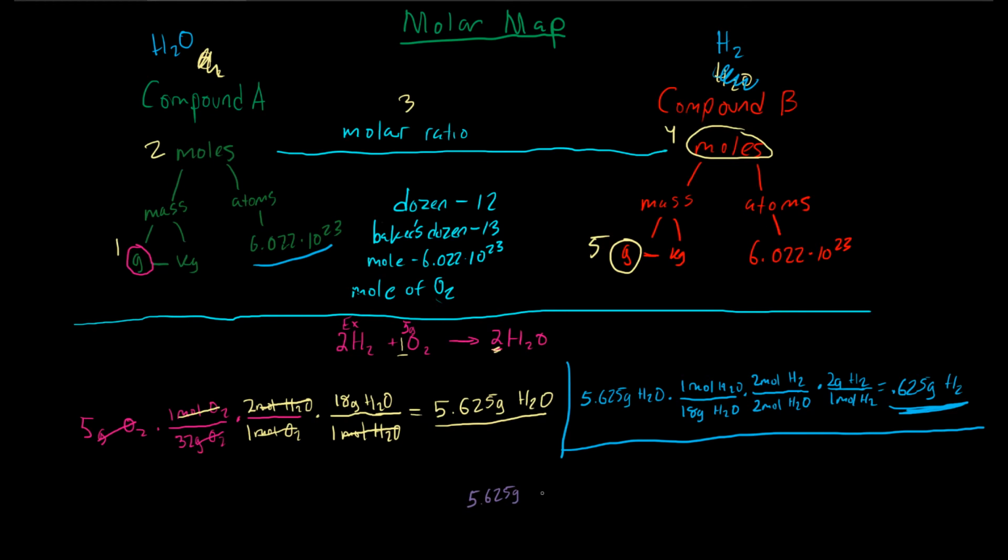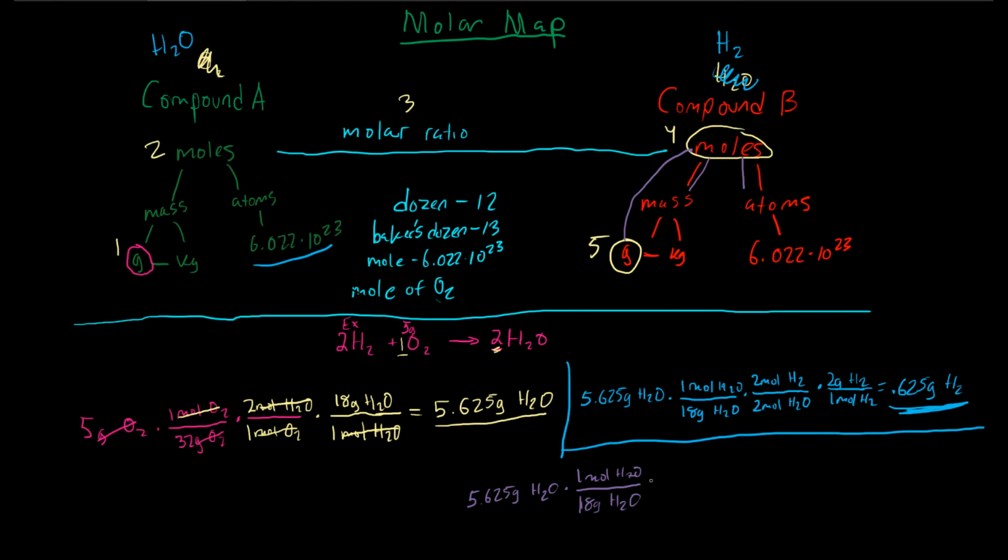So we know we have 5.625 grams of H2O. We're going to multiply by the molar mass, because as you can see from the map up here, you can only go from moles to something else. You can only go from moles to grams, or to mass, or from moles to atoms, or from moles to moles, but you can't go from mass to atoms. You have to convert through moles. So we're going to multiply by 1 mole of H2O per 18 grams of H2O.